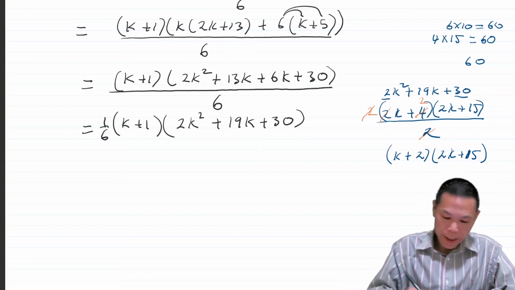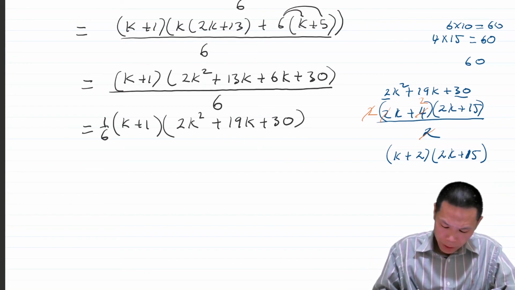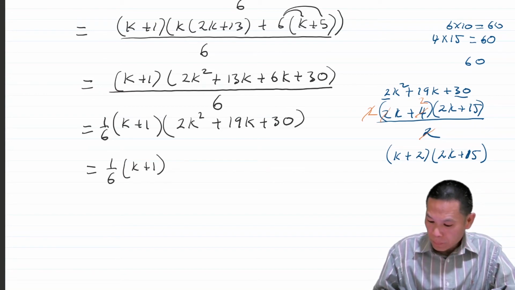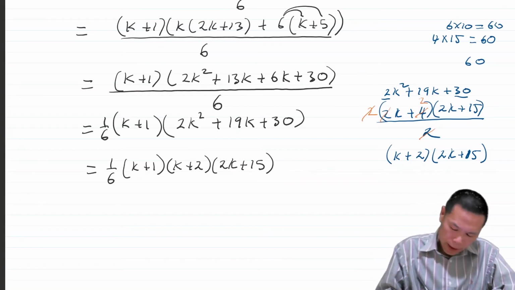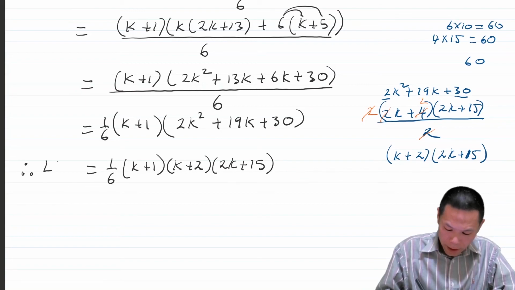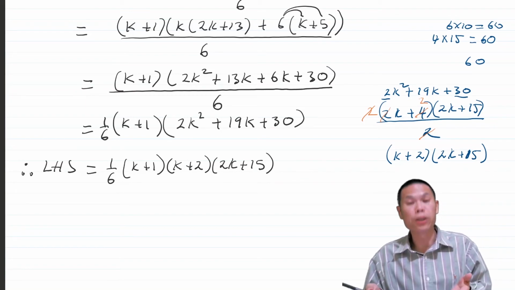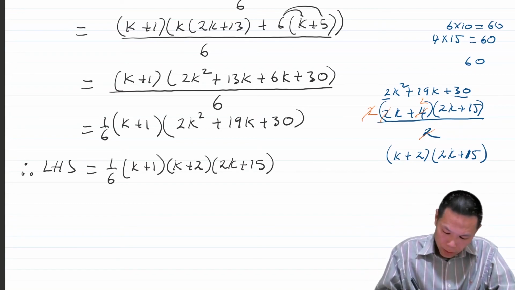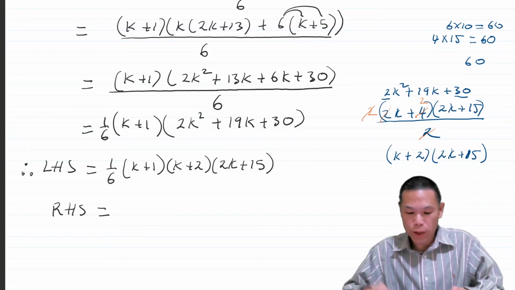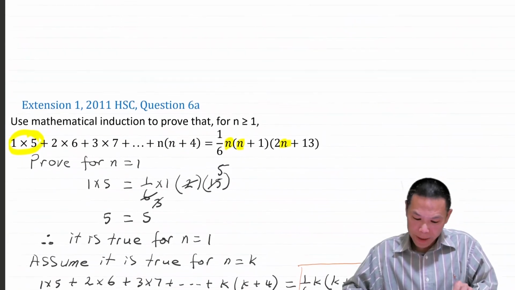So now I just write it out here. So which is equal to 1 over 6 times k plus 1, k plus 2, and 2k plus 15. So that is the left hand side. So therefore, left hand side is equal to this. Now we need to prove the right hand side. So for the right hand side, remember, n equal k plus 1. So this is the right hand side here.